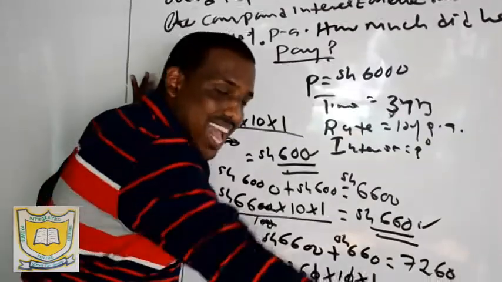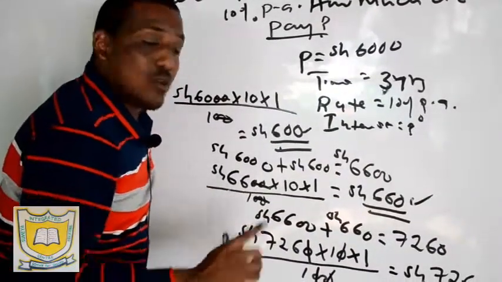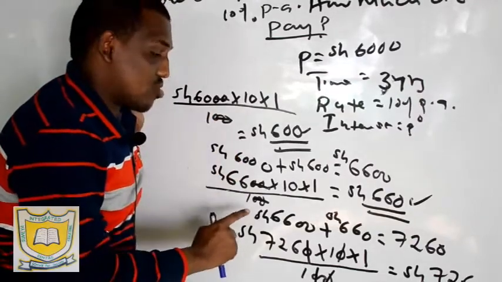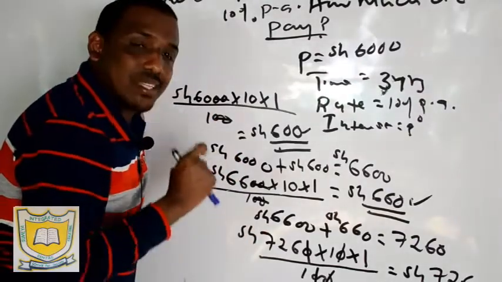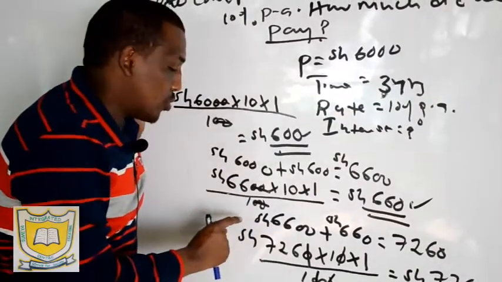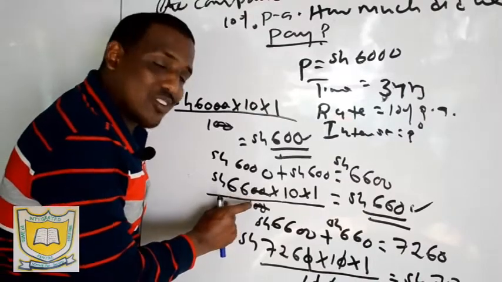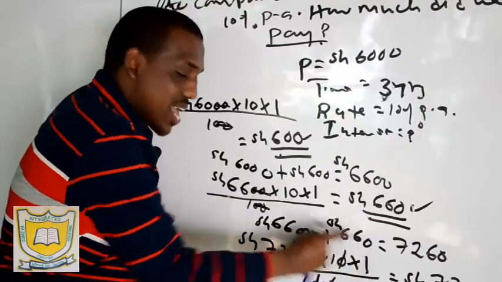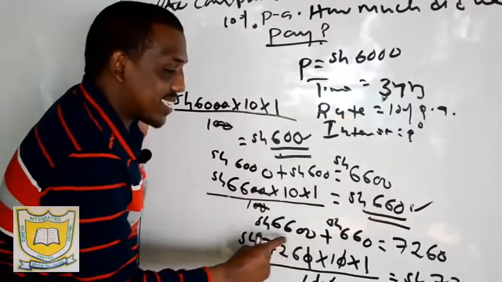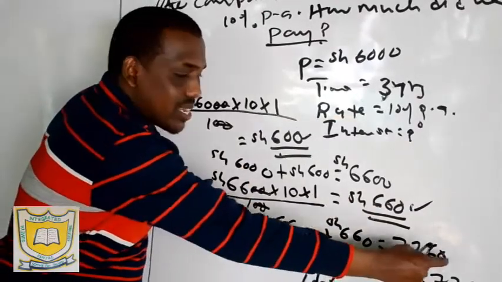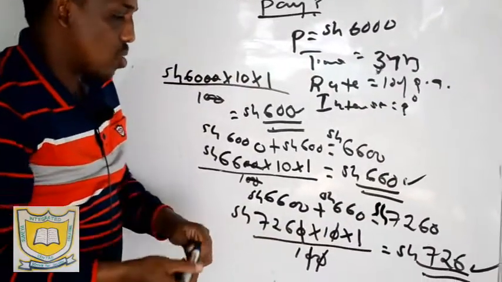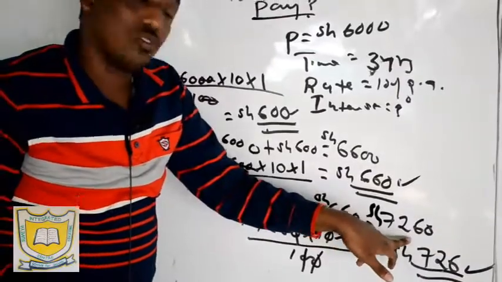You proceed to the third year. Now to proceed to the third year, you must find the principal of the third year. What do you do? You add the principal of the second year plus the interest of the second year. This one and this one you add. So you say 6,600 plus 660, you will get 7,260. So that is now the principal of the third year.